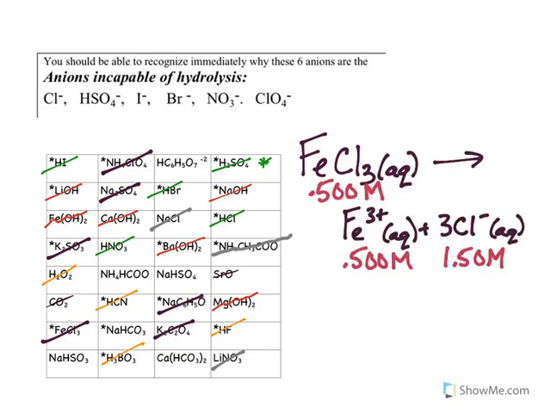You can double check your solubility chart to ensure that you believe that this will be 100% dissociated, but we will see that we will create 0.5 molar of iron in solution and triple the amount of chloride in solution, but only the chloride ion is incapable of hydrolysis because it is the conjugate of a very strong acid. So we will continue on with this question and explore how this iron ion will act in solution.